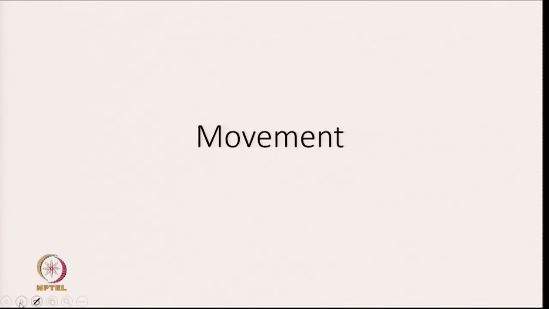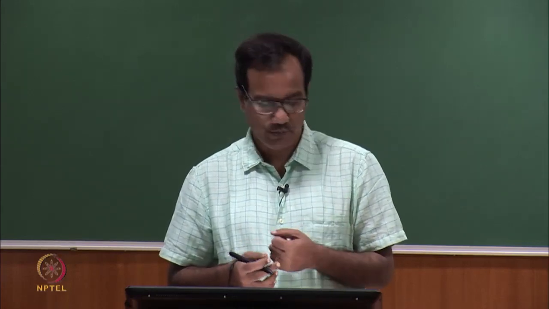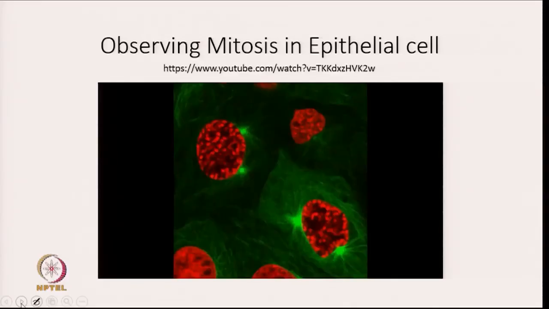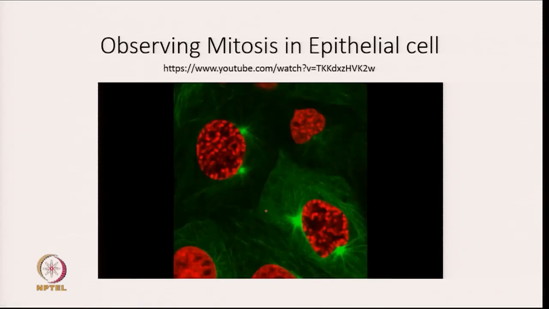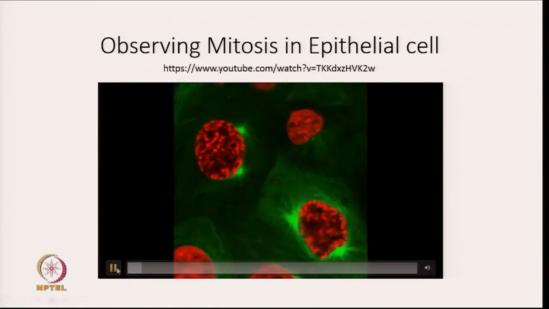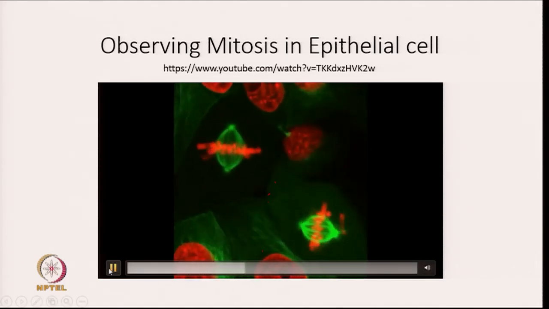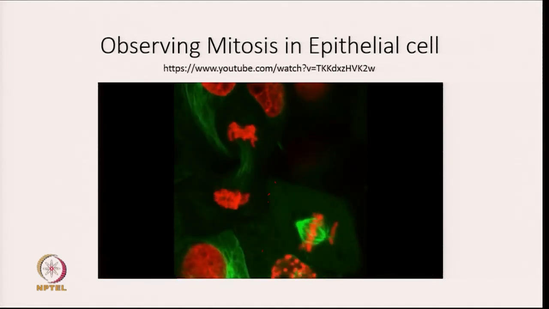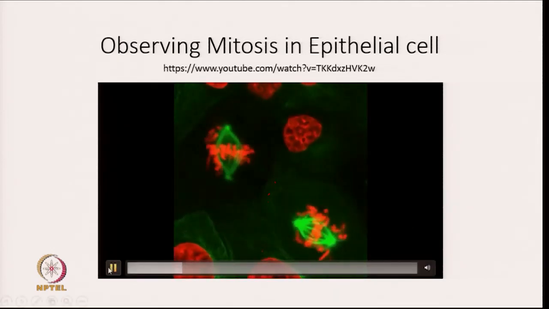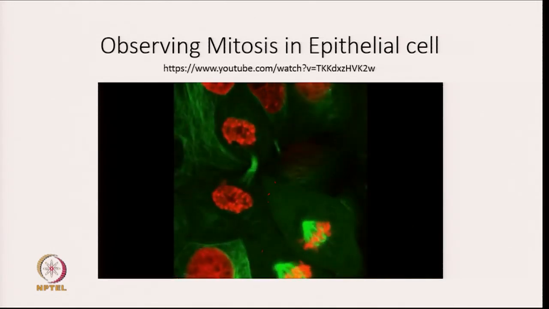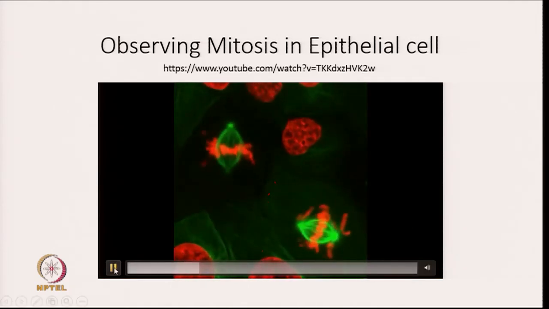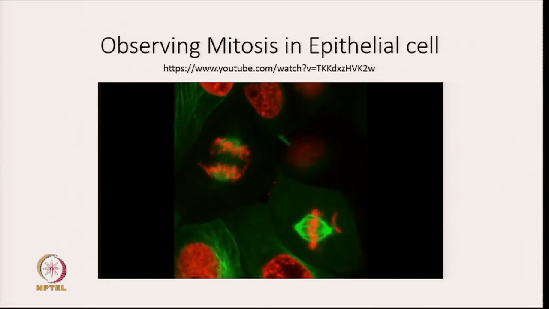We can also look at movement. I have discussed a few examples, but I am now going to show you a picture in which fluorescence microscopy is used to look at mitosis in epithelial cells. Let's look at this. Now you can see the picture. Let's see it again. How beautiful it is.